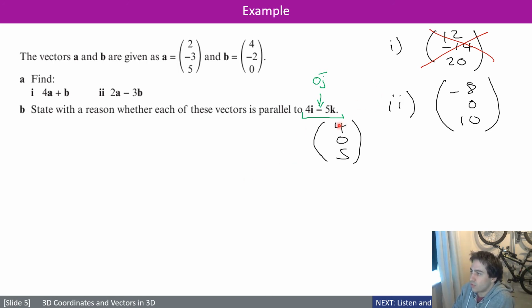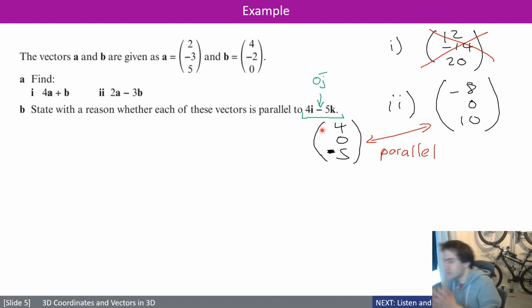Then let's look at the other one. 4 compared to minus 8. To get from one to the other, I multiply by minus 2. 4 times minus 2 is minus 8. 0 times minus 2 is 0. 5 times minus 2, oh, that almost worked. Does that mean I've maybe made a mistake? Ah, yeah, sorry, this should be a minus 5. Oops, another mistake. Okay, so it's going to work now. That was suspiciously close. So 4 times minus 2 is minus 8. 0 times minus 2 is 0. Minus 5 times minus 2 is in fact 10. So yes, these two are in fact parallel. And of course, if you did it the other way around, this one times minus a half gives you that one. So parallel still works exactly the same.